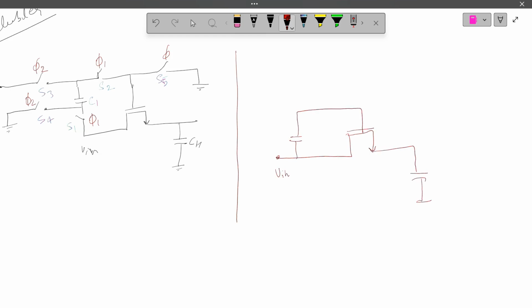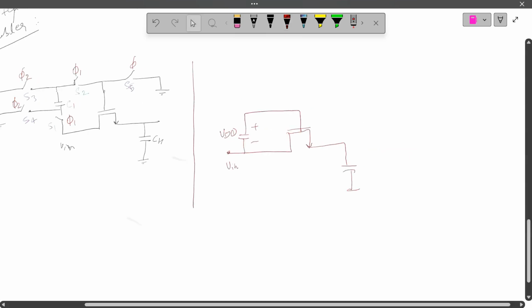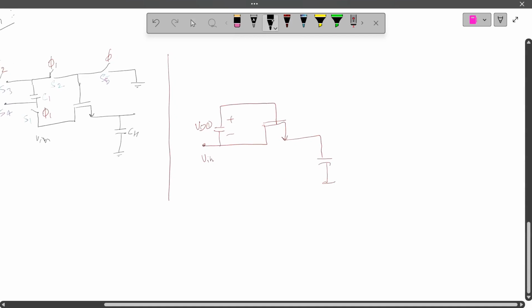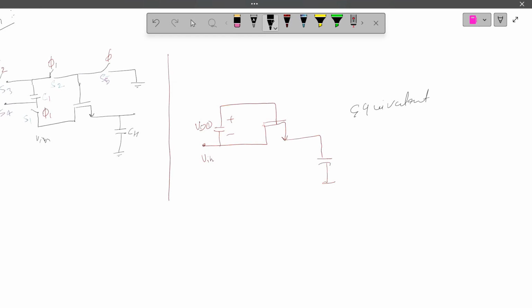Okay. This is plus minus VDD. Once it will charge up to VDD, this is the equivalent circuit of sampling phi, right?